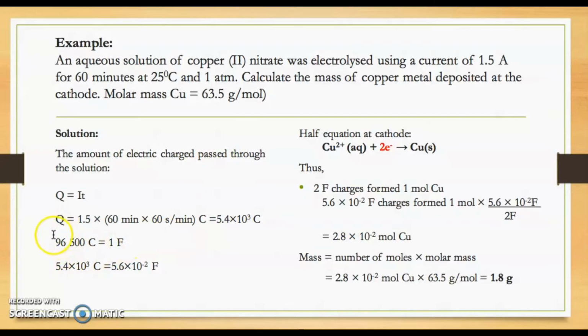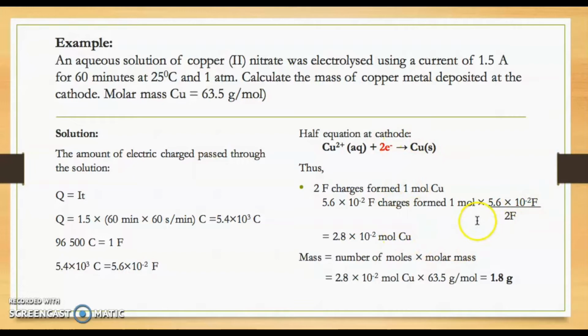Convert to the Faraday's constant, meaning that 96,500 coulombs is equal to 1 Faraday. So how many Faradays? The Q here you divide by the Faradays. For the half equation at the cathode, you get the copper 2 ion gaining 2 electrons. So this is the number of mole, 2.